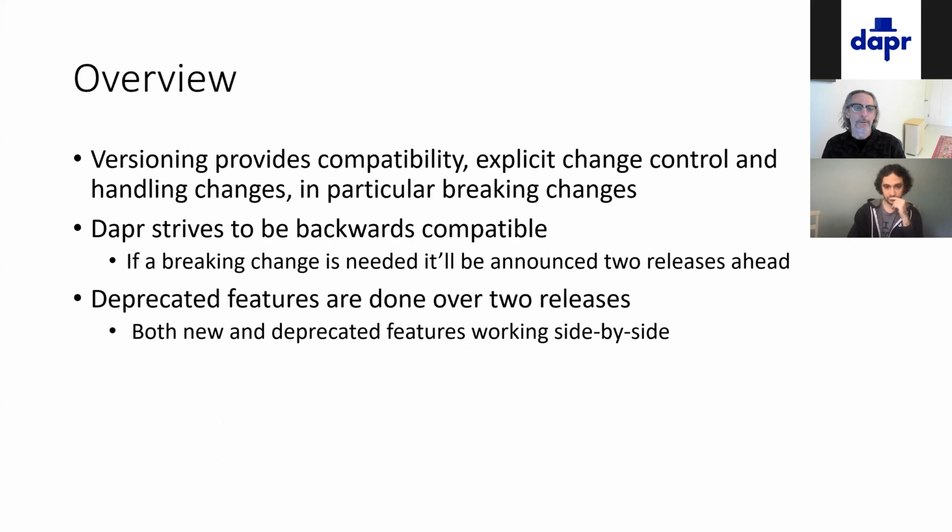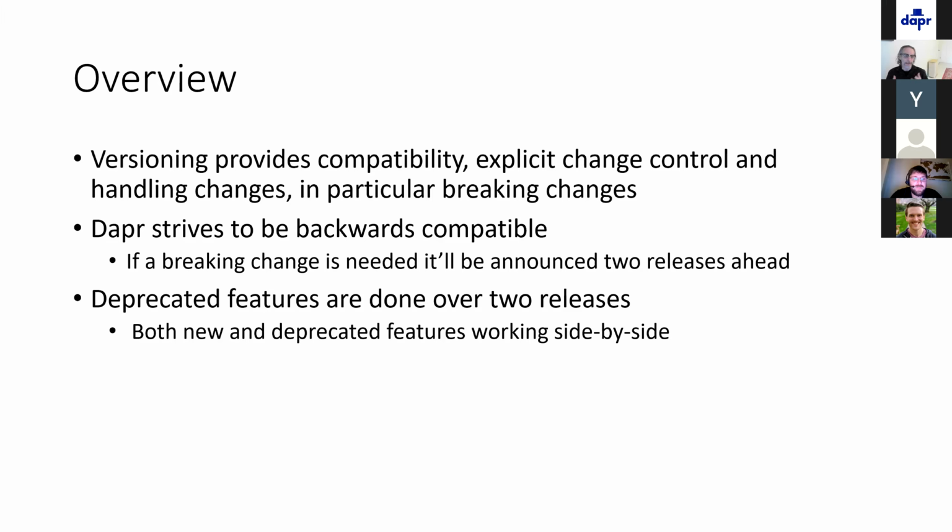In the big overview, versioning provides compatibility and explicit change control so that we understand how to manage any breaking changes. The reality is that we're going to strive extremely hard now to ensure that Dapr is backwardly compatible. We won't try to break things or APIs, and if we do, it will be announced well in advance, at least 2 releases in advance. If we have to deprecate features, the same thing happens there. We'll make sure that deprecation works side by side and is announced well in advance.